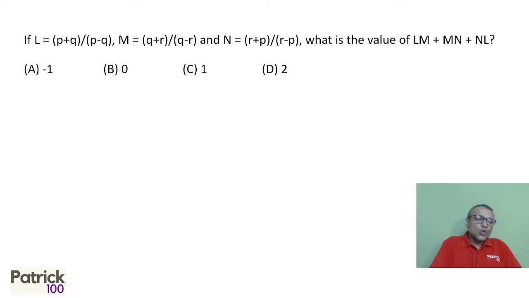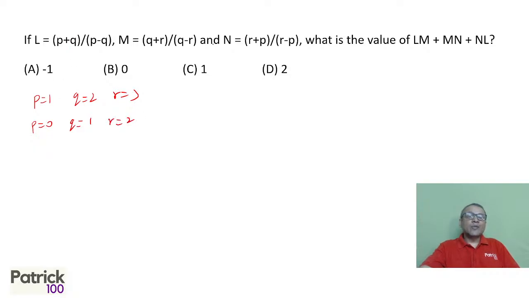Whenever you have variables in the question like this, where P, Q, R are variables and the answers are constant, here the answers are constant. Even if the answers are variable, you can put the values. So whenever you have variables, substitute simple values for the variables. Maybe I can put P equal to 1, Q equal to 2, R equal to 3. I may even put P equal to 0, Q equal to 1, R equal to 2. I can't put the same values.